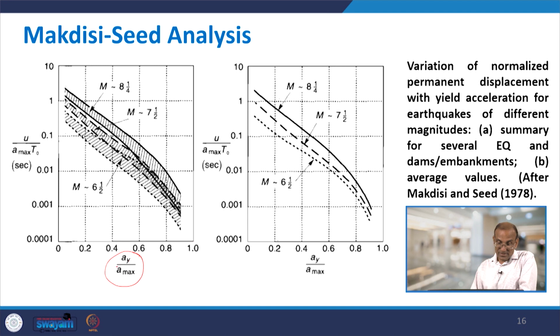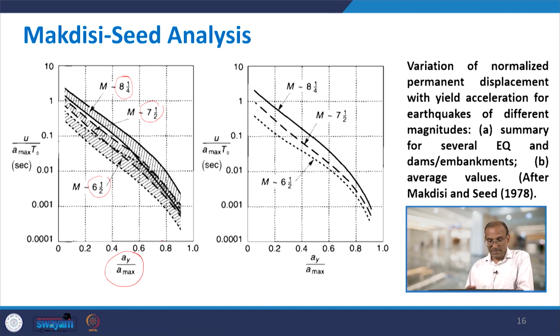In this case, what you see is that when AY by A max increases, the permanent displacement ratio decreases. Here in this figure you have 3 regions, one for a 6.5 magnitude earthquake, another for 7.5, and a third one for 8.25.